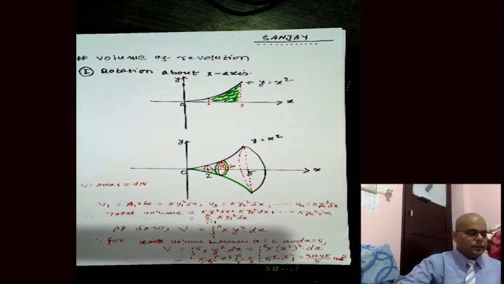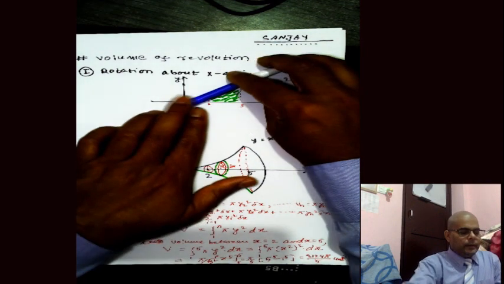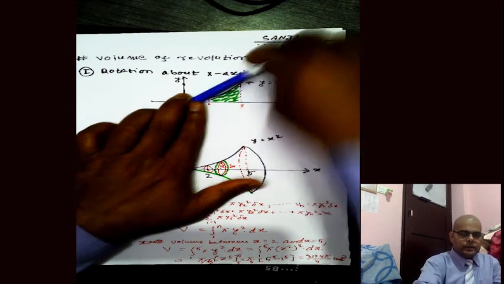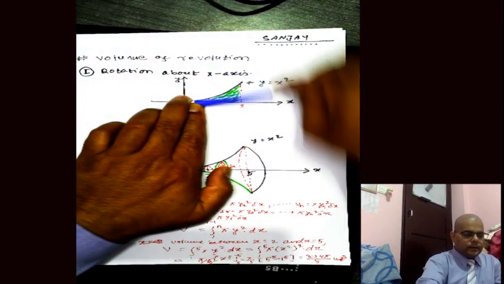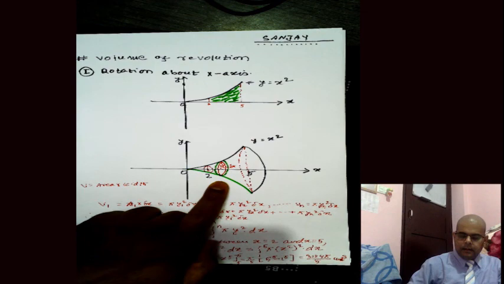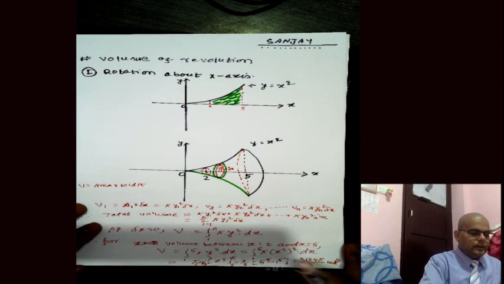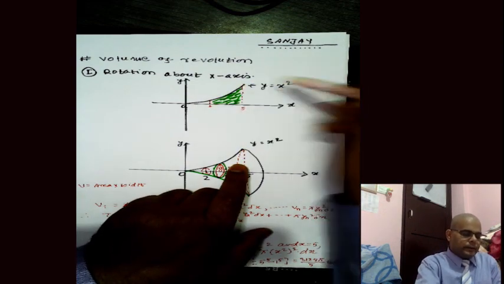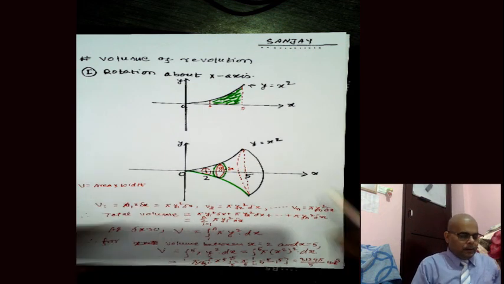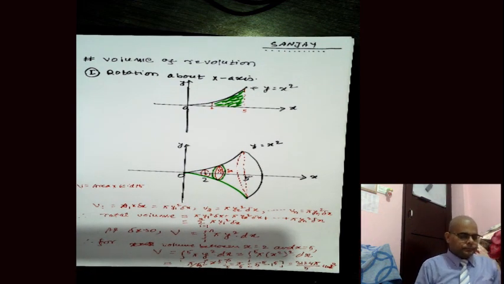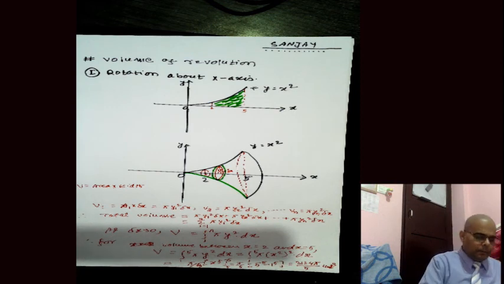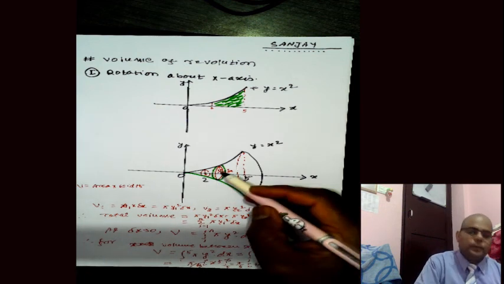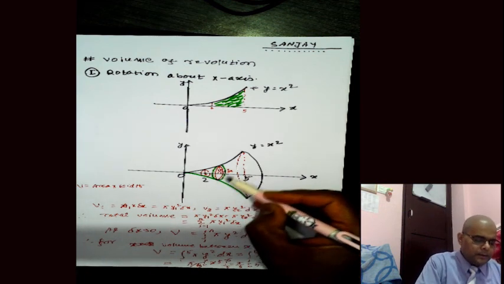For example, suppose that this is a curve on the xy plane, and if you rotate it about the x-axis, you will have a three-dimensional figure like this. This sort of figure has been developed by rotating the curve y equals x square about the x-axis. Now we are interested in finding the volume of this shape between x equals 2 and x equals 5.